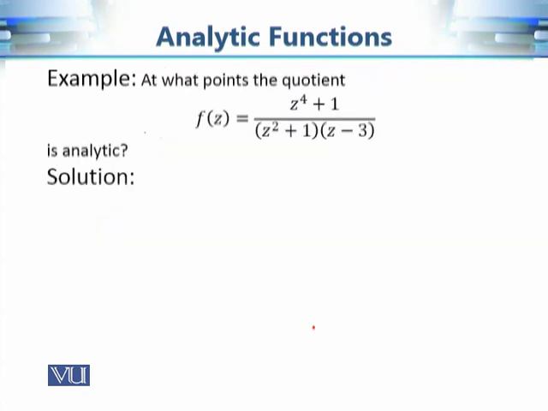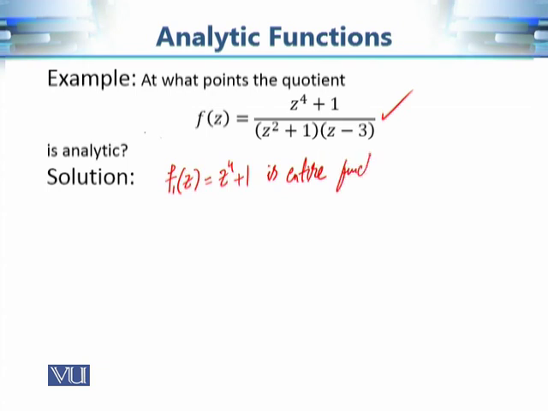Now let's consider a little bit more complicated example, where we have a rational function. In other words, it's a polynomial over a polynomial, and we want to see at what points this quotient of two polynomials, or rational function, is analytic. We have seen that polynomials are entire, so let's call the numerator f of z equal to z raised to power 4 plus 1, which is an entire function. In other words, it is analytic at each and every point in the complex plane.